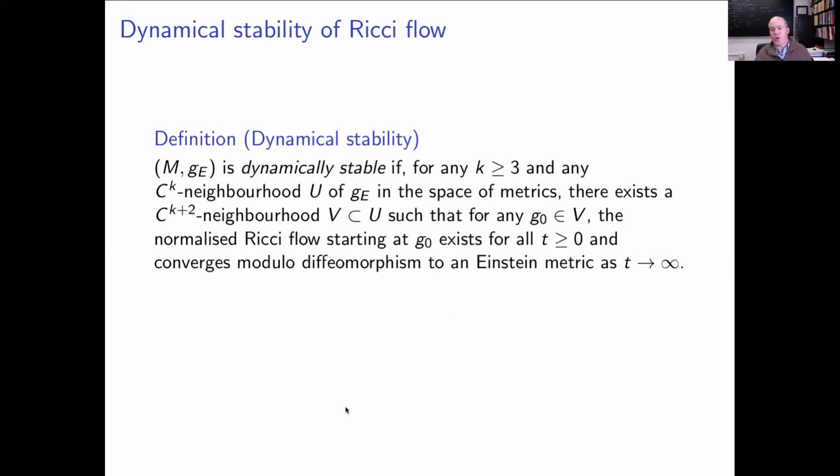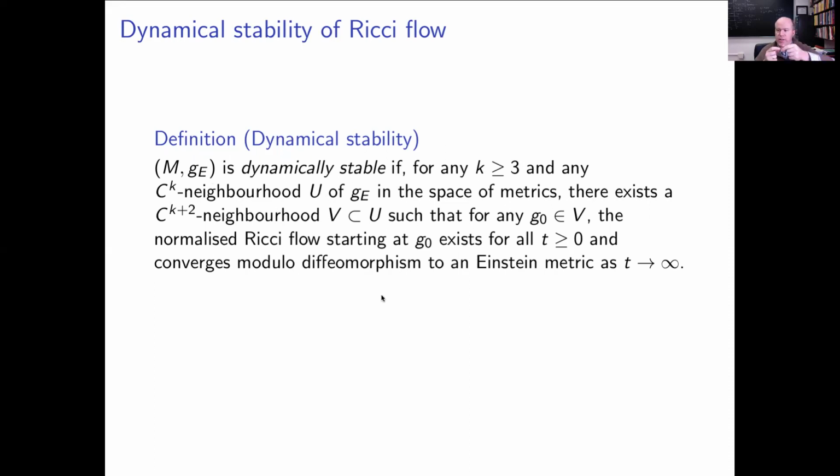So we want to talk about stability, and here's the formal definition. Effectively, we're going to say an Einstein metric is dynamically stable if whenever you take a small perturbation, so you start at some point in a sufficiently small neighborhood around g_E, and you start the normalized Ricci flow, then you're going to converge back to an Einstein metric. Notice here I say an Einstein metric, not g_E.